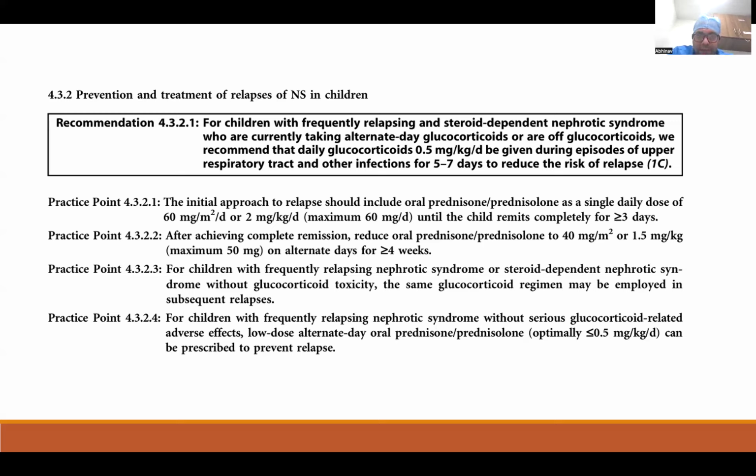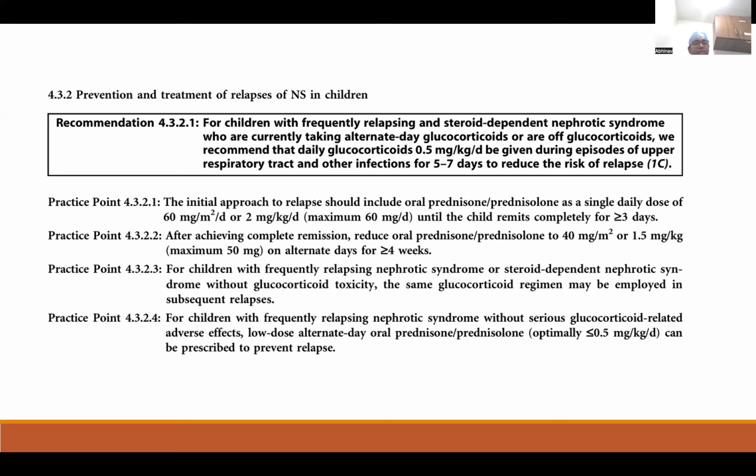So once again, I'm repeating. First, whenever there is a relapse, you put them on daily steroids until there is remission, that is 2 mg per kg per day. And once remission is achieved, 4 to 6 weeks of alternate day steroid therapy at 1.5 mg per kg per day. This is the treatment of relapse.